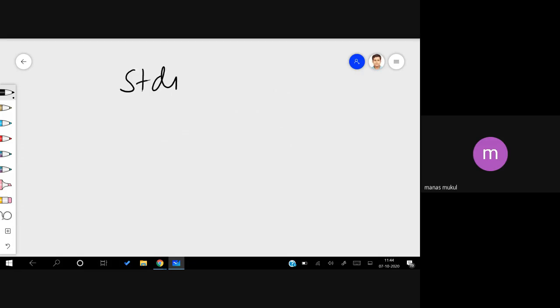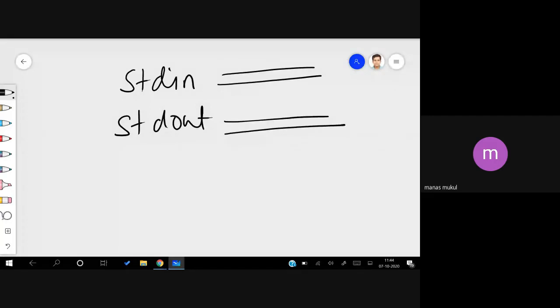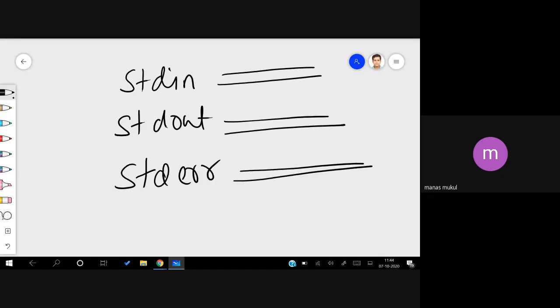One you understood, that is STDIN. So this is one pipe. There is another pipe, STDOUT, and you know this also, right? And there is another pipe. What is that other pipe? That other pipe is called STDERR.